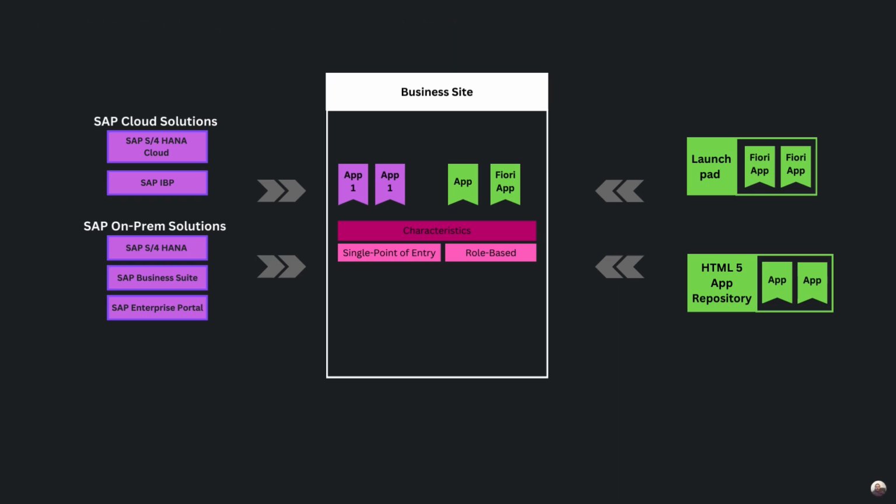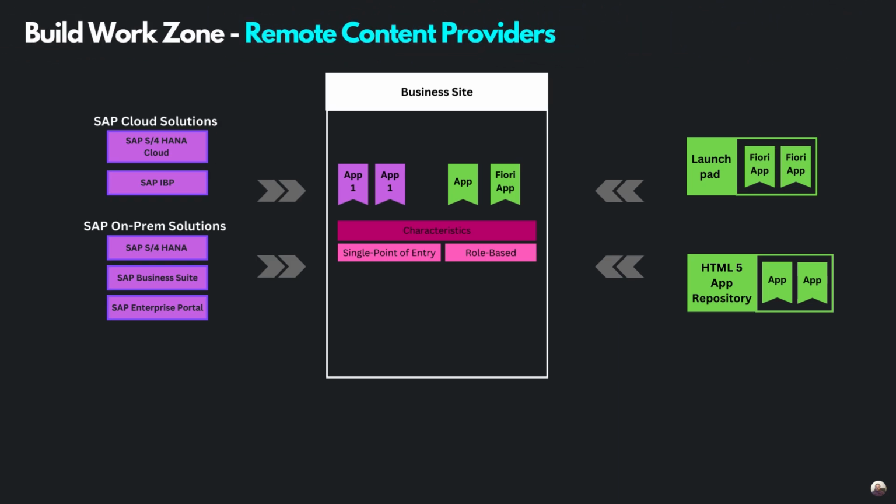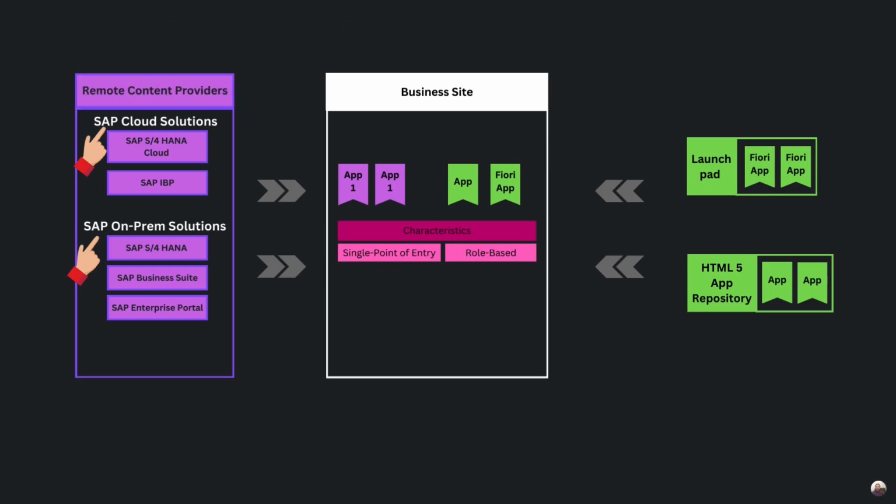So now that we know that content from different sources can be incorporated into your business site, let's take a closer look at our sources. So we have the SAP Cloud Solutions and the SAP On-Prem Solutions. They provide content to your business site. And these two are collectively called remote content providers.